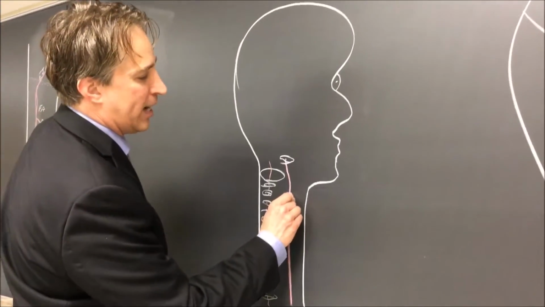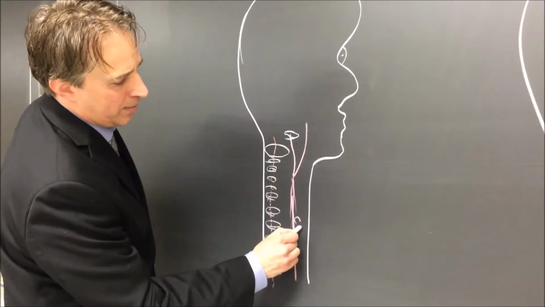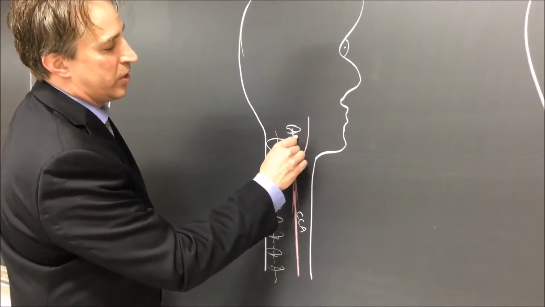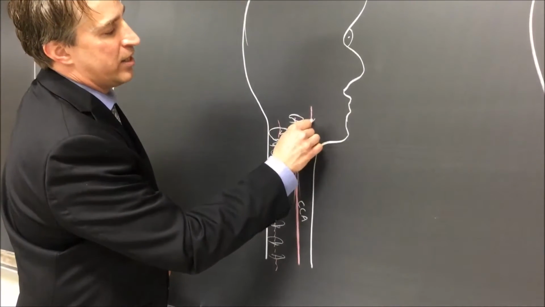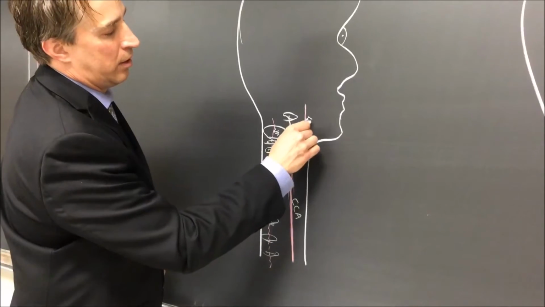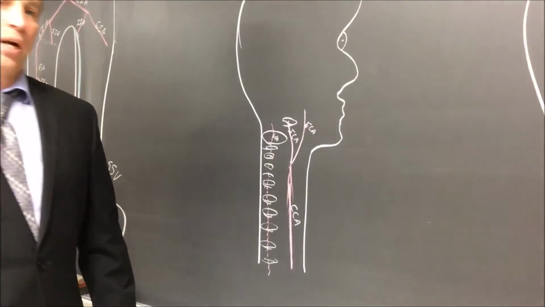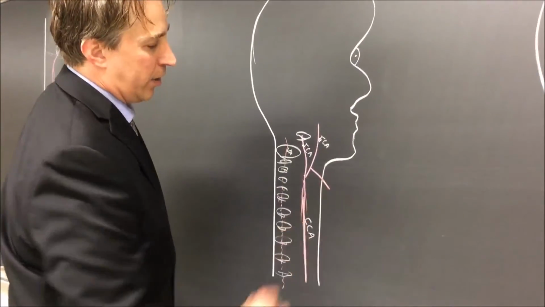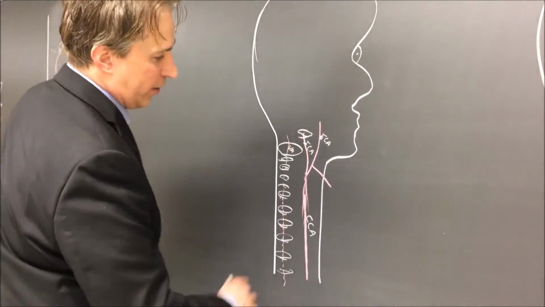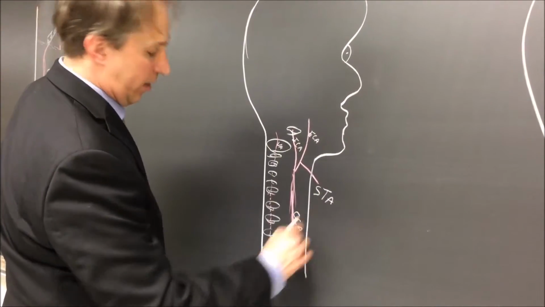We have a second branch which is going to come up, and so we had the common carotid artery. This is the internal carotid artery. That was the vertebral artery. This is the external carotid artery. There are 5 branches that come off the external carotid artery. The first of which goes to the thyroid gland. The one that goes to the thyroid gland is called the superior thyroid artery.